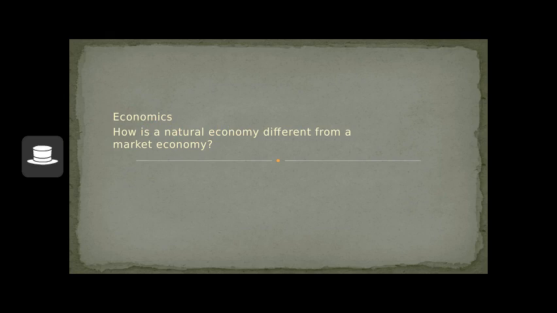Okay, so what I'd like you to do is answer this question. How is a natural economy different from a market economy? So go into the discussion board forum, click a new thread, and answer this question.